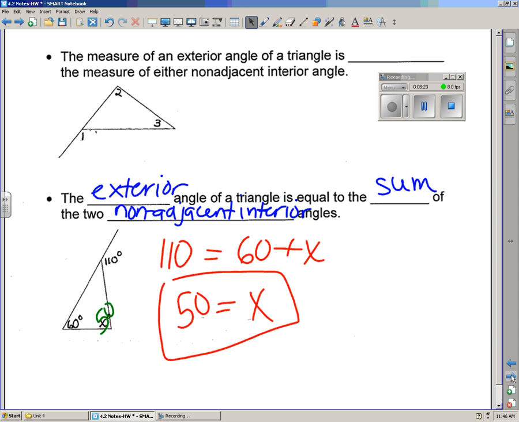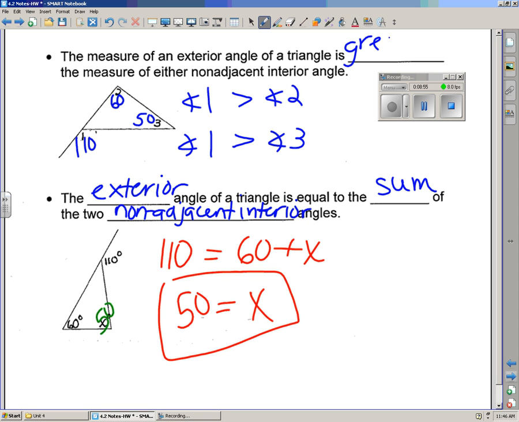It says the measure of an exterior angle of a triangle is blank the measure of either non-adjacent interior. Well, let's do the example that we just did. If I put 110 here, and I put one of these to be 60 and one of these to be 50, isn't it true that angle 1 is greater than angle 2? And isn't it true that angle 1 is greater than angle 3? And that's always going to be the case. The measure of an exterior angle is always going to be greater than the measure of either non-adjacent interior.